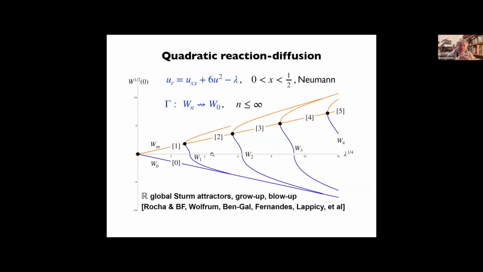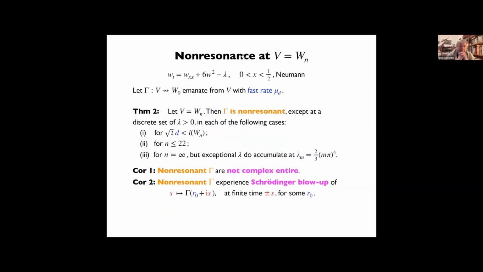Okay. Next slide, please. So here are the main results on these Schrödinger and parabolic heat equation correspondences. So we consider a heteroclinic solution in this particular setting now, emanating with a fast rate, which I call mu d. So the eigenvalues are mu0, mu1 up to mu d. Okay. And there are several results.